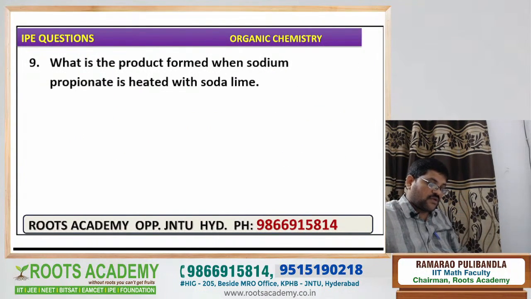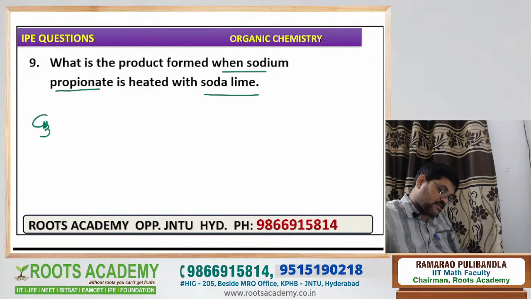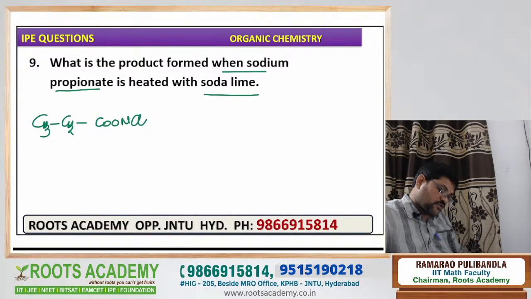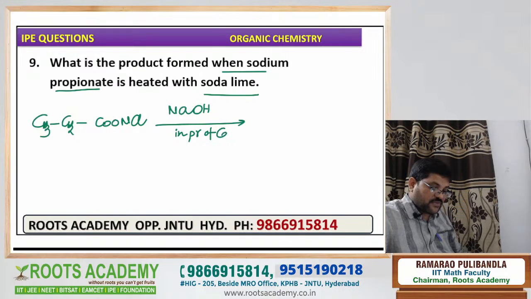Next one. What product is formed when sodium propionate is heated with soda lime? Simple logic. Sodium propionate is CH3CH2COONa. Heat with soda lime. What is soda lime? NaOH in the presence of CaO, on heating.